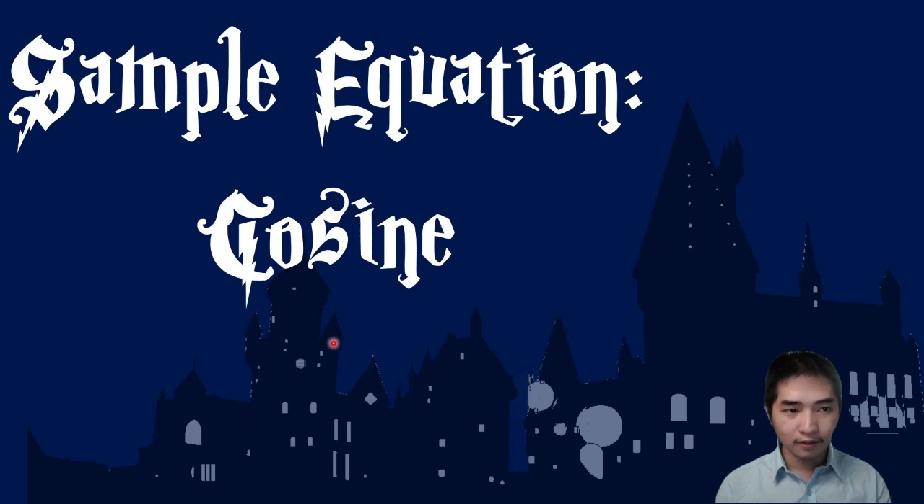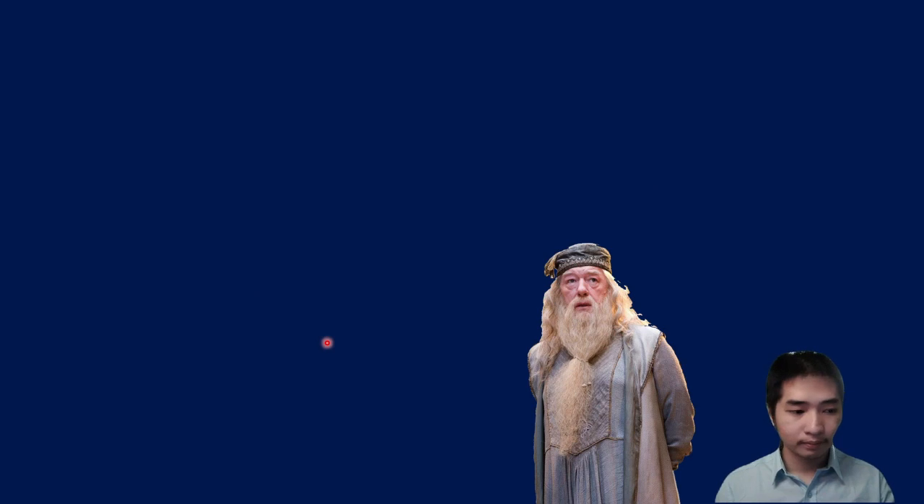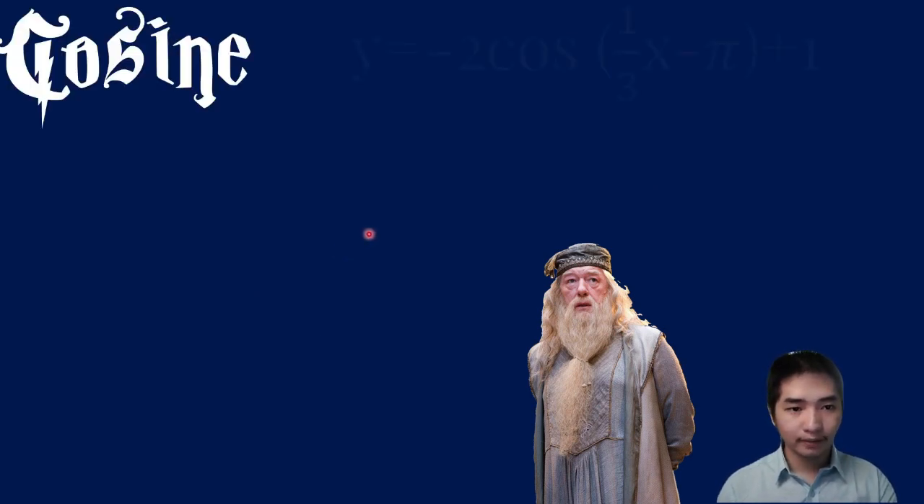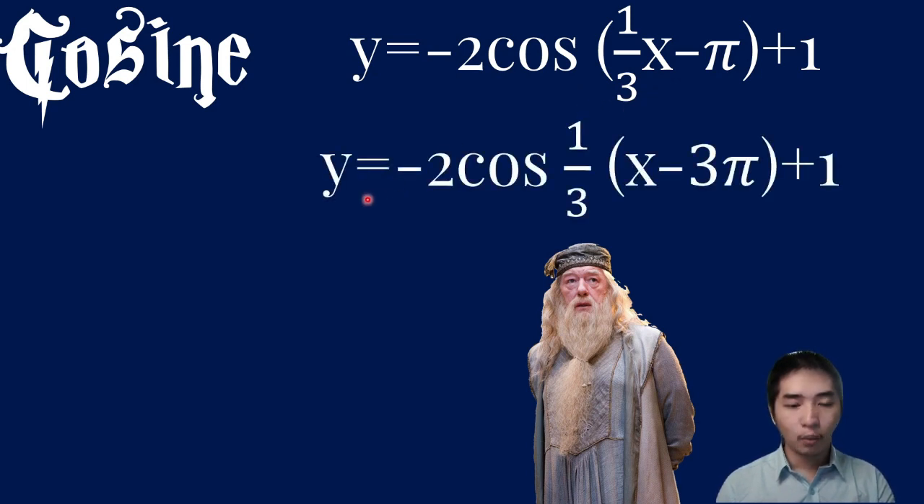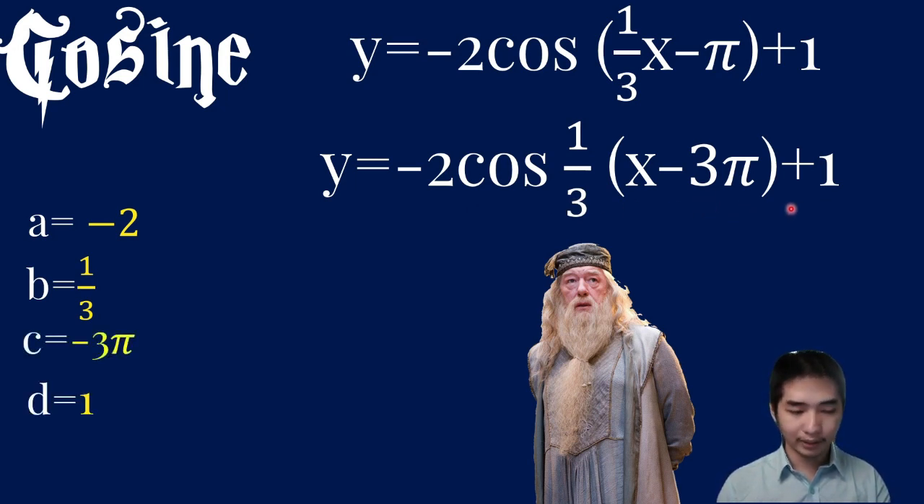So hello students. For this one, we have here the sample equation for the cosine. So here is our equation. y is equal to negative 2 cosine quantity 1/3 x minus pi plus 1. The first thing that we're going to do is to factor out the 1/3. Then we will have y is equal to negative 2 cosine 1/3 quantity x minus 3 pi plus 1. So let's identify the values of a, b, c, and d. We have here a is equal to negative 2, b is equal to 1/3, c is equal to negative 3 pi, and d is equal to positive 1.